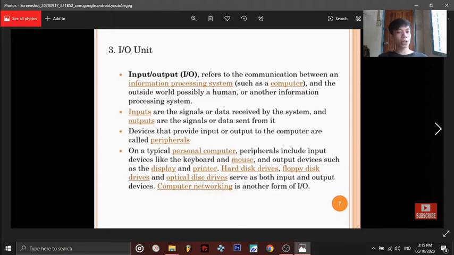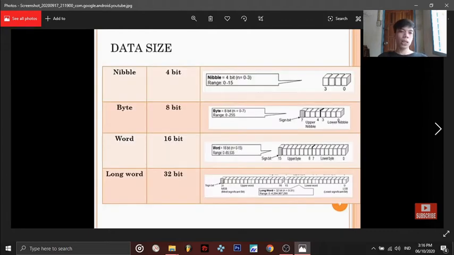A typical personal computer's peripherals include input devices like the keyboard and mouse, and output devices such as display and printer. Hard disk drives, floppy disk drives, and optical disk drives serve as both input and output devices. Computer networking is another form of input and output. These are the data sizes. The nibble has 4 bits, the byte has 8 bits, the word 16 bits, and the long word is 32 bits.